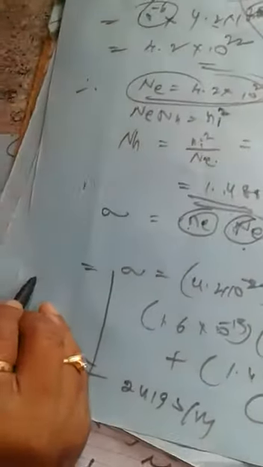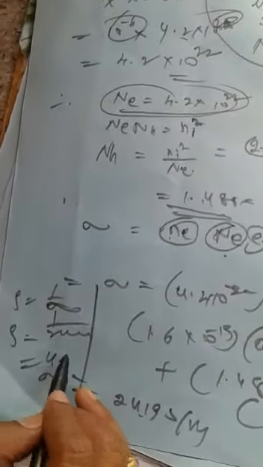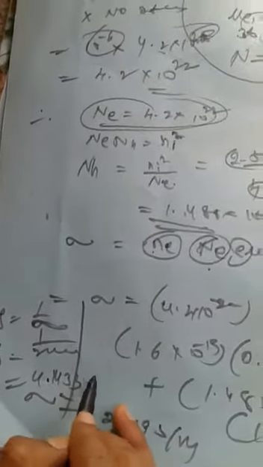But what is the resistivity? The resistivity is equal to 1 by sigma, the reciprocal of conductivity. So substituting the values, 1 divided by this value 2.419, then you will get the value of 0.41333 ohm meter, 10 to the power minus 14. Please check the equation.